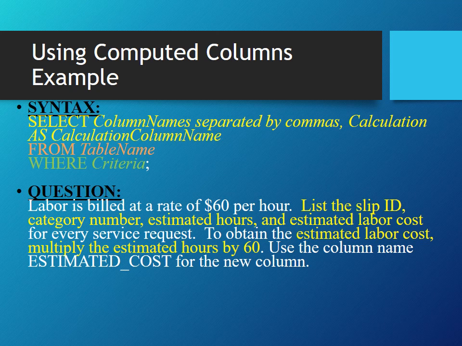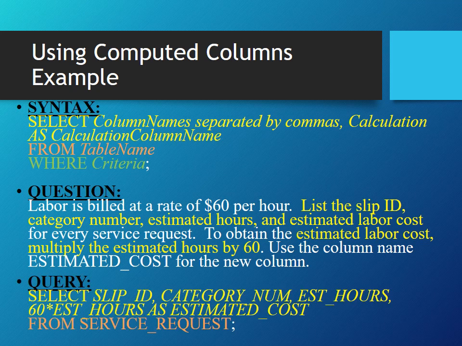Let's form the query. Select slip ID, comma, category number, comma, estimated hours, comma, 60 times estimated hours, that's my calculation, keyword as to start naming my column. I'm going to name that new column estimated cost, and then from service request, because that's the table. I don't have any criteria, so I end with a semicolon.